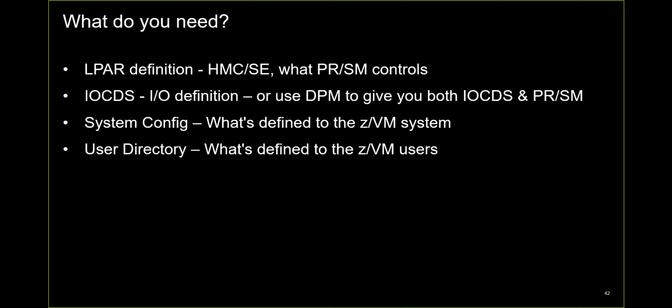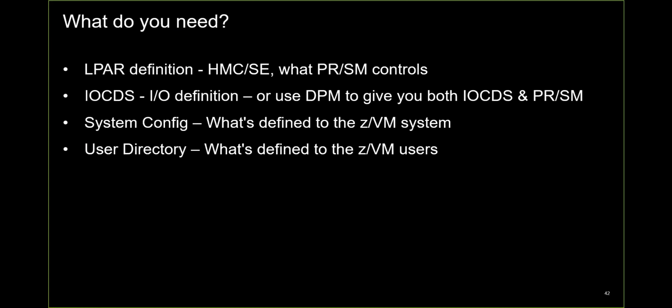Now, the key piece, analogy aside, is that our system configuration defines everything about the actual system, the z/VM system configuration. The user directory is where everything gets defined for our users, right? A lot of times we'll find confusion because people think that things should be defined in the user directory that really should be defined in the system configuration and vice versa. So user directory, users, system, config, system, right?